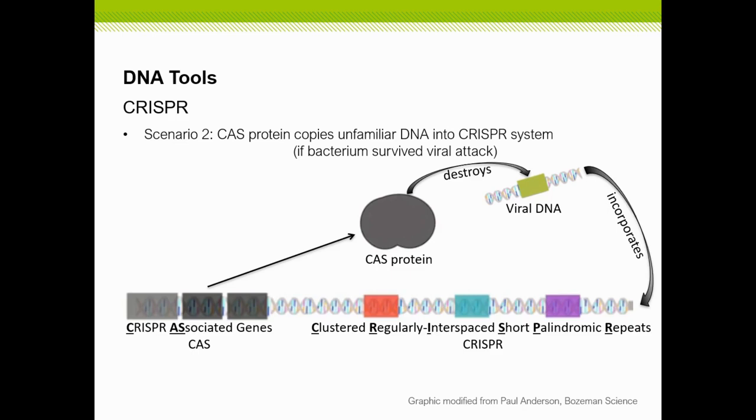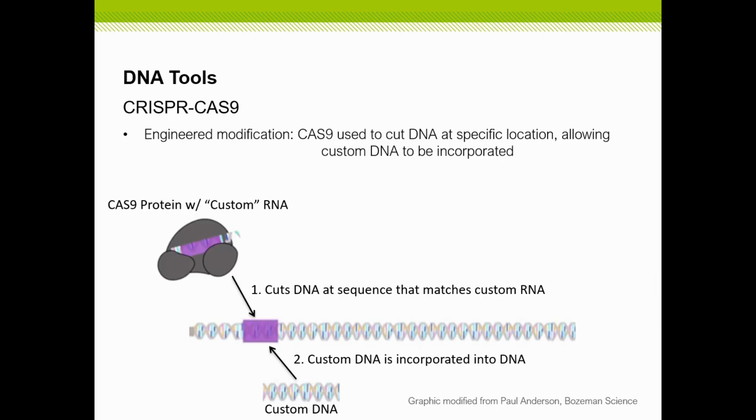how this CRISPR system works, and we said, okay, well, why don't we modify that CRISPR system, and why don't we make it so that we could put in our custom RNA for that Cas protein, and then we could make the CRISPR protein cut whatever DNA we want at whatever location we want, and then we can incorporate whatever DNA we want. And so we've modified the CRISPR-Cas system, and we use this Cas9 protein.